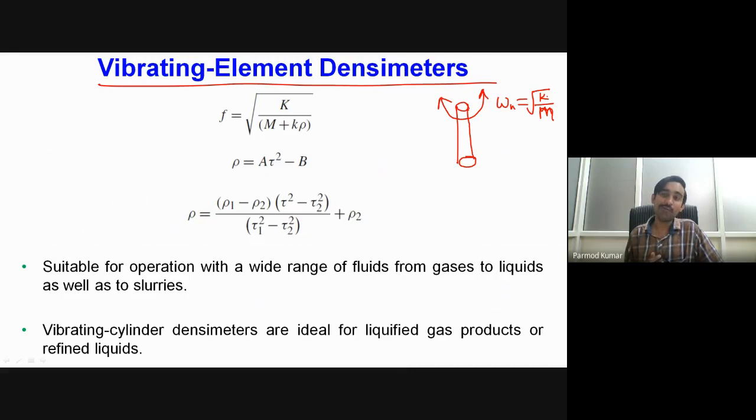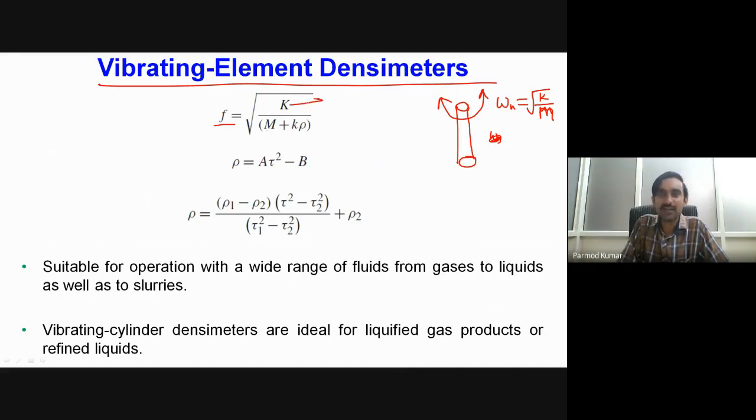Now, if we fill this tube with a certain liquid, that liquid will change the total mass of the tube, and ultimately it will change the natural frequency. So after a fluid is introduced inside some solid object, the natural frequency will be equal to the square root of K divided by (M plus small k into rho).